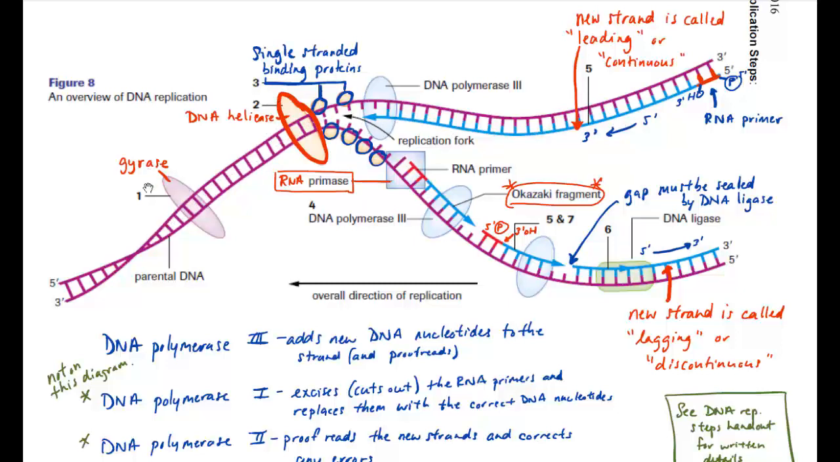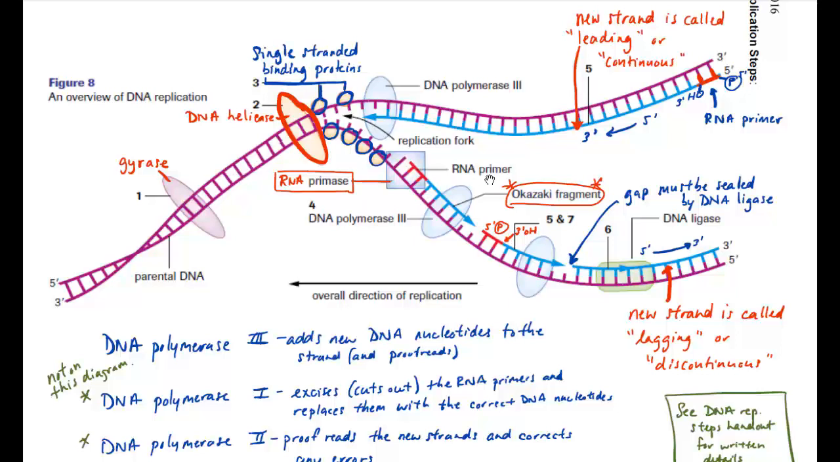So after I have relieved the tension with the gyrase, and I've broken the hydrogen bonds with the DNA helicase, and I've added the single-stranded binding proteins to prevent the strands from re-annealing to each other, next thing I'm going to want to do is to add in something called an RNA primer. You can see it over here on the right-hand side, or you can see it right here in the middle of the other strand down here at the bottom.